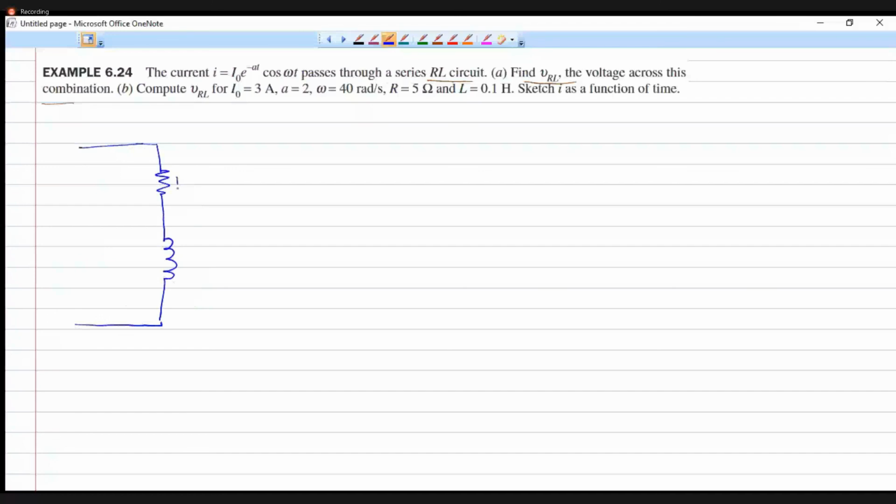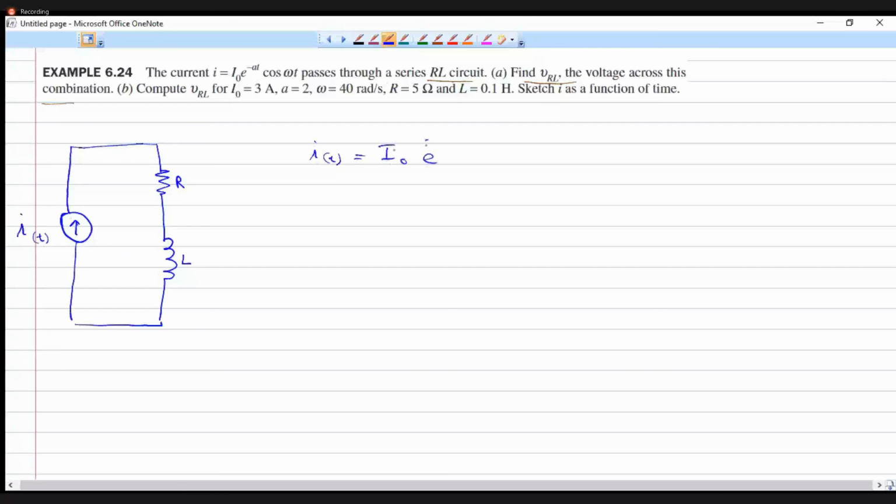So we have a resistor R and we have an inductor L. This is a series combination, so it is connected in series, and a current is flowing through this. This is I of t, which is given by the function I of t is equal to I naught e power minus at cos omega t. So it is varying as a cosine function.